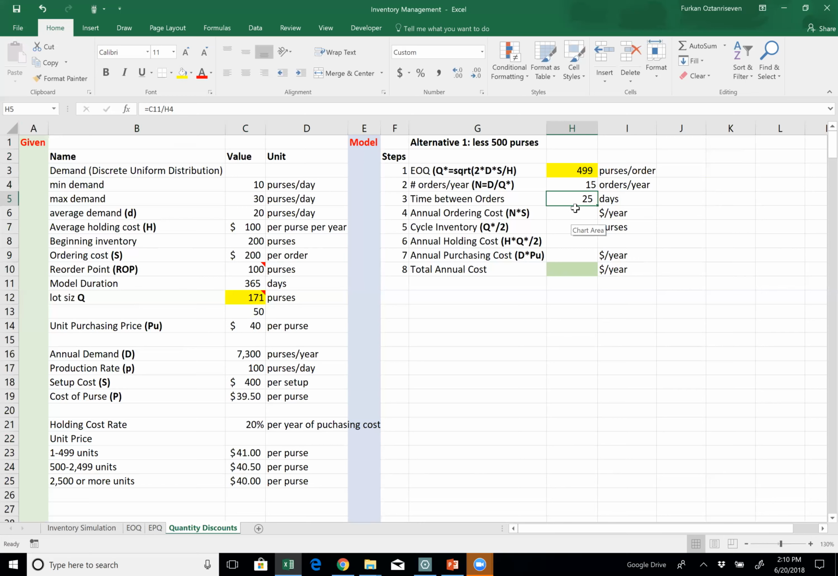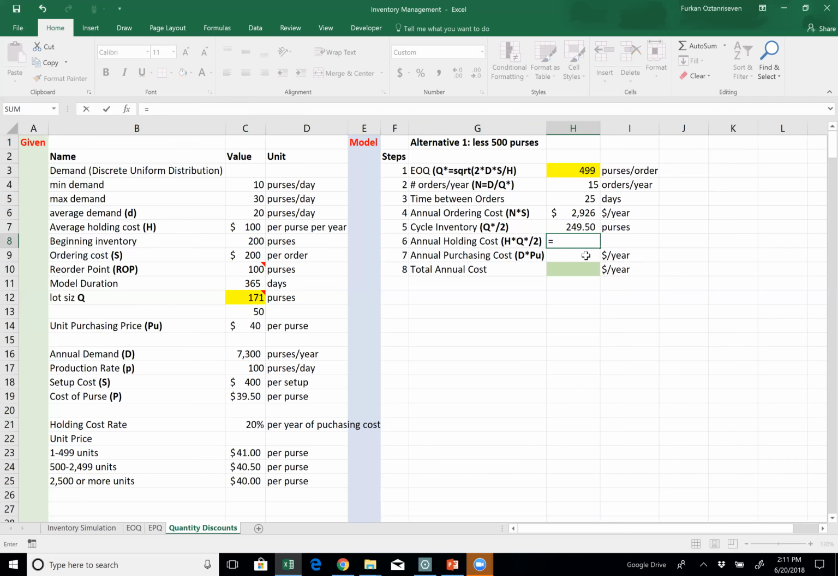All right. So now I'm going to calculate the annual ordering cost, which is the number of orders that I calculated per year, right here, times the ordering cost, which is $200. So I got here almost $3,000 of ordering cost. Now the average inventory, or cycle inventory, is Q star divided by 2. Okay, so this is my average inventory.